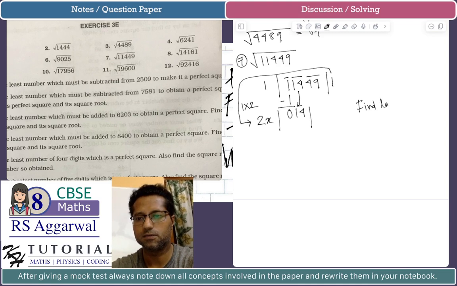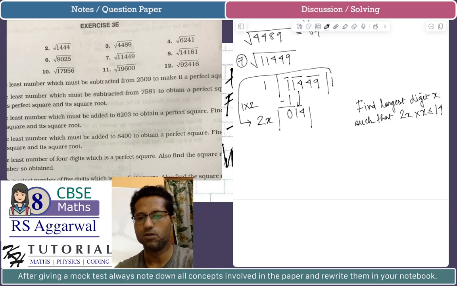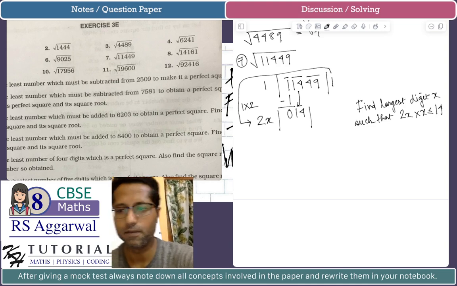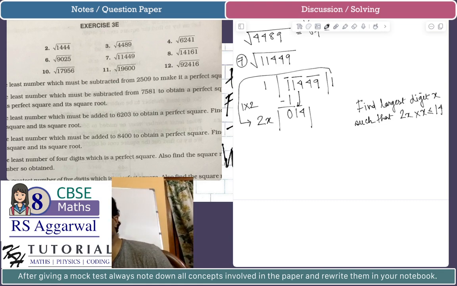So now I have to find the largest digit x such that 2x multiplied by x is less than or equal to 14, because the remainder 014, which is 14, is now the current dividend. So what can the largest x be such that 2x multiplied by x is less than or equal to 14?